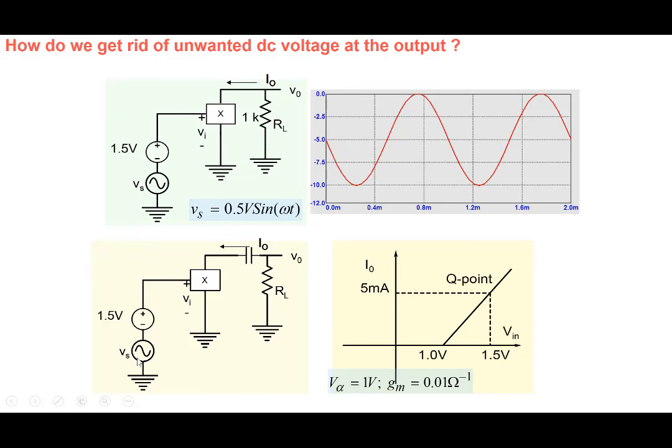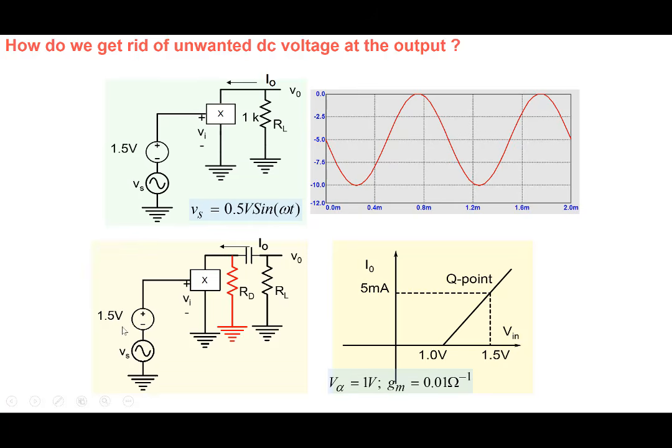Of course, the sinusoidal part can go through the capacitor if we choose the capacitor value properly, such that the impedance of the capacitor is very small compared to RL. The sinusoidal part can go. But for the whole thing to work properly, first of all, we need to provide a path for this 5 milliamperes DC current to flow. And so that's why we add this particular resistor here. We add a resistor RD here.